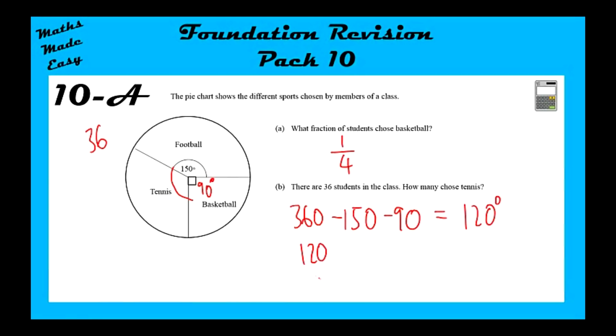So the fraction is 120 out of 360, these 120 degrees out of the whole 360, and multiply that by how many students there are, which is 36. If you type all of that in, it should end up with 12 students.